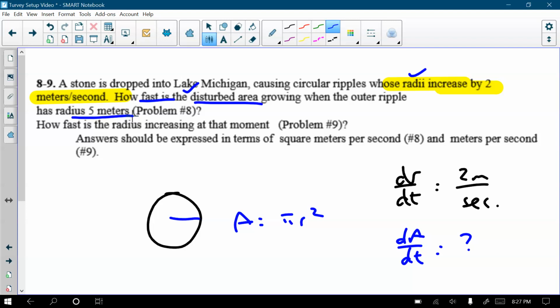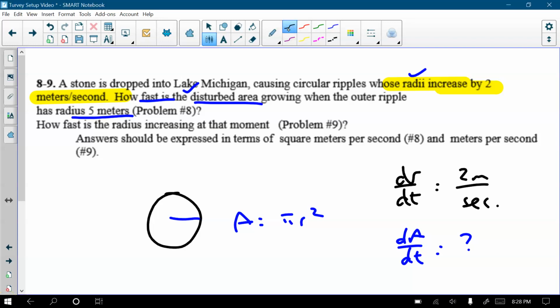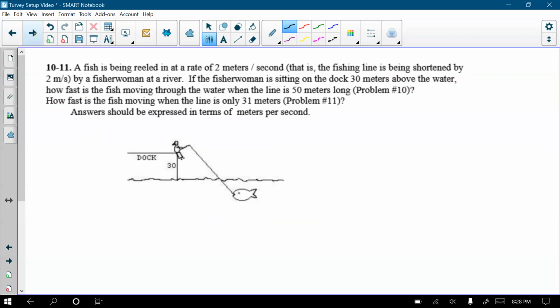Hold on, I'm confused as to what this problem is asking for, problem number 9. Anything about me, I always overthink a problem, and that's why I was stuck. How fast is the radius increasing at the moment? You already know that. So that one should be an easy one. All right, problem number 10 and 11.